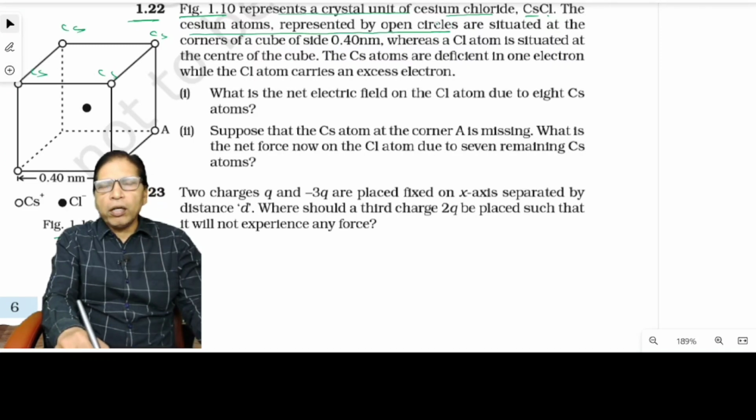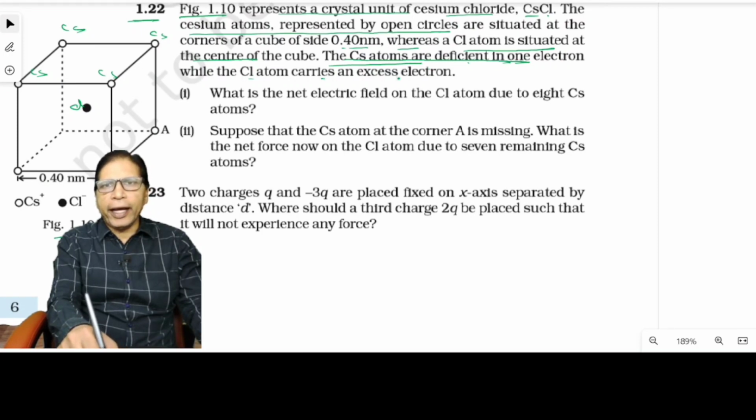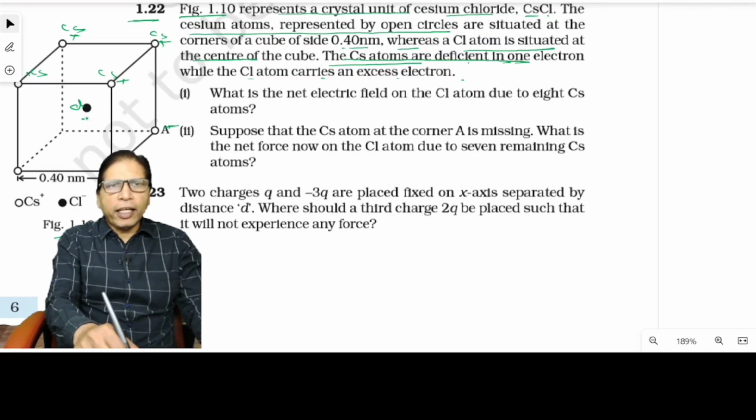Cesium atoms are situated at the corners of the cube of side 0.4 nanometer, whereas the Cl atom is situated at the center of the cube. Look at this, this is the Cl atom. The Cs atoms are deficient in one electron, while the Cl atom carries an excess electron. So these are the positive charges, and this is the negative charge.